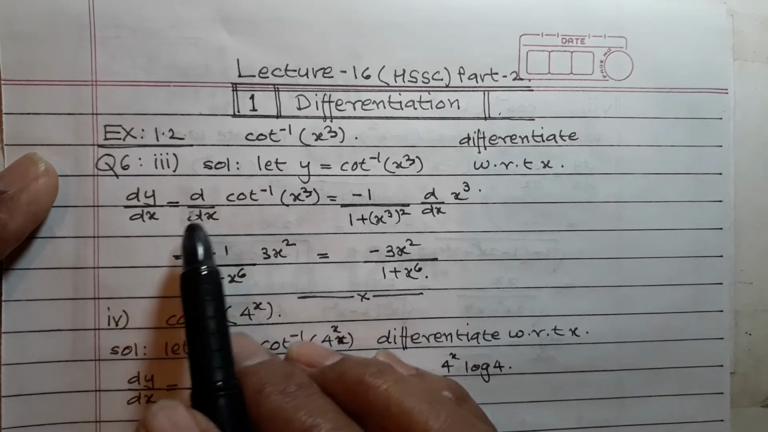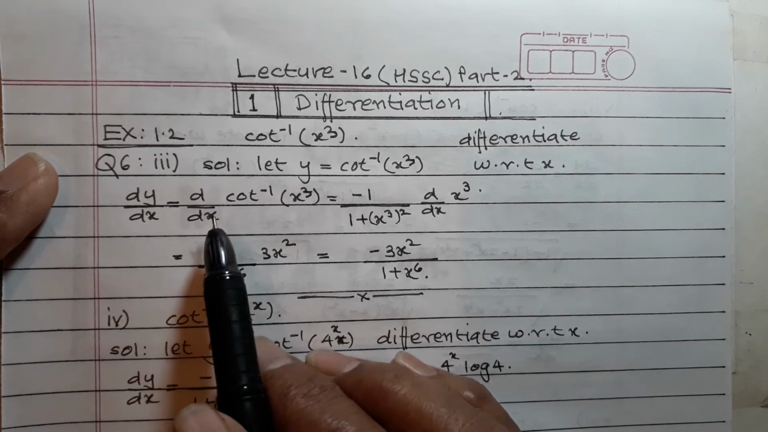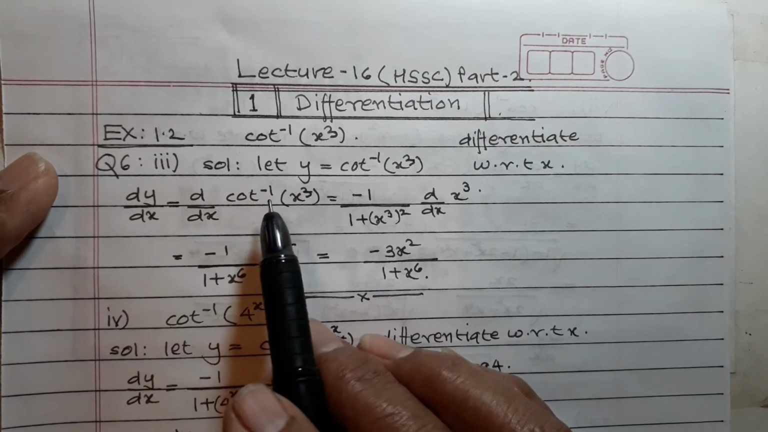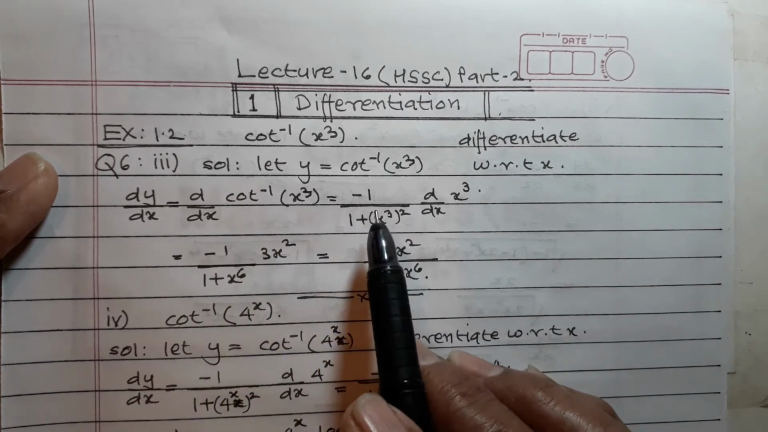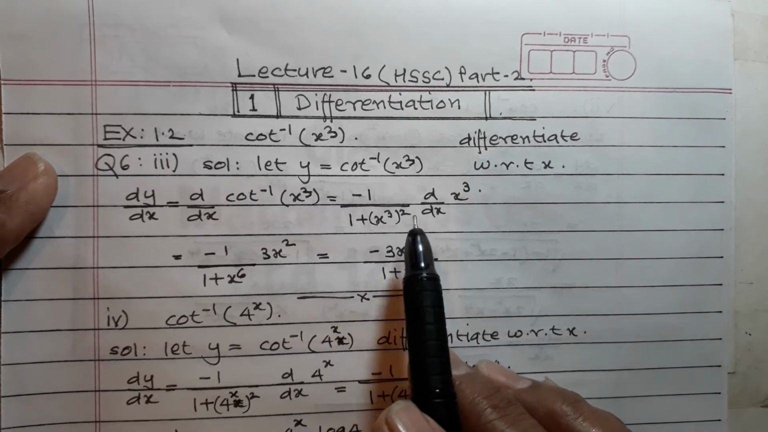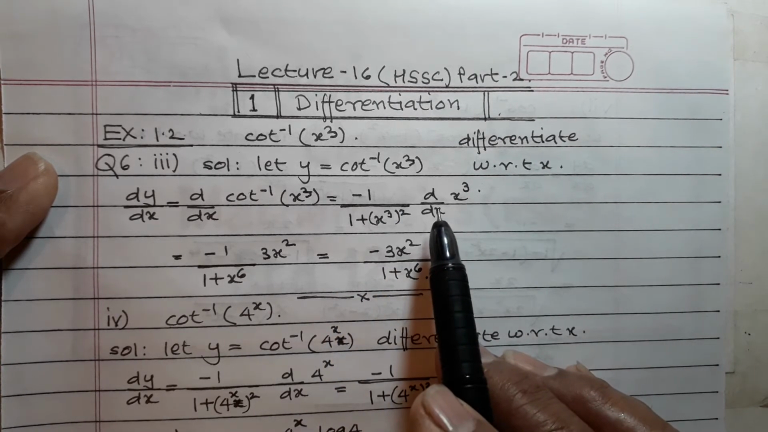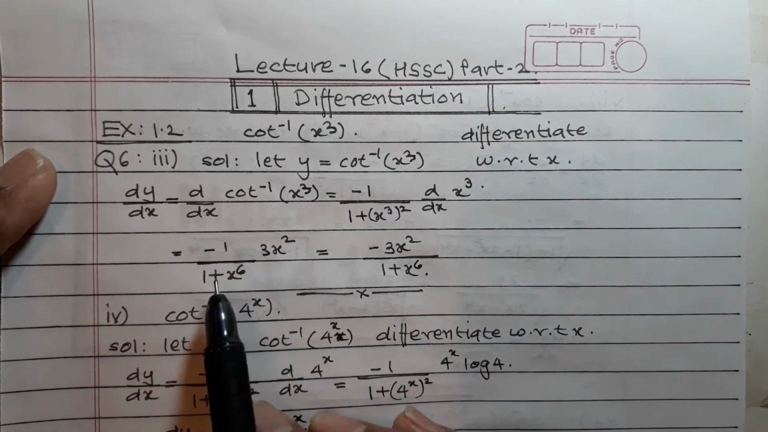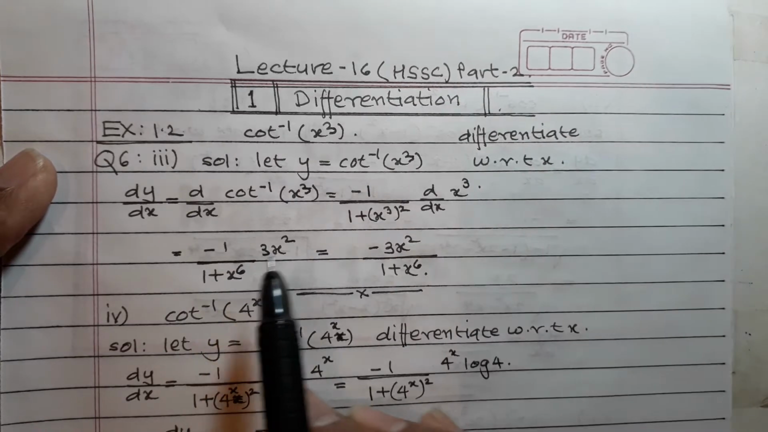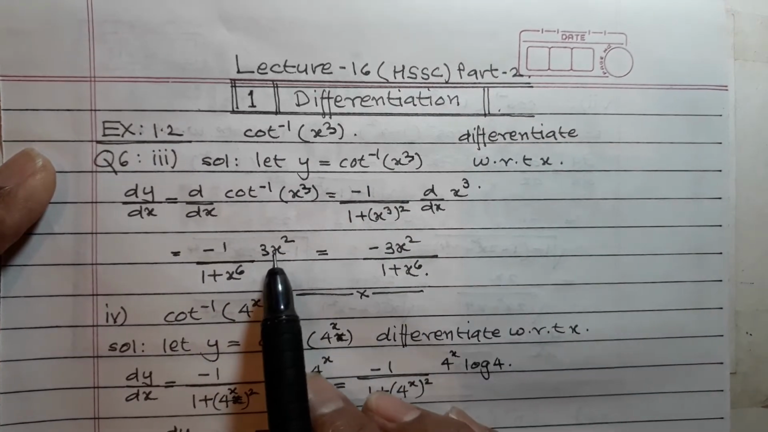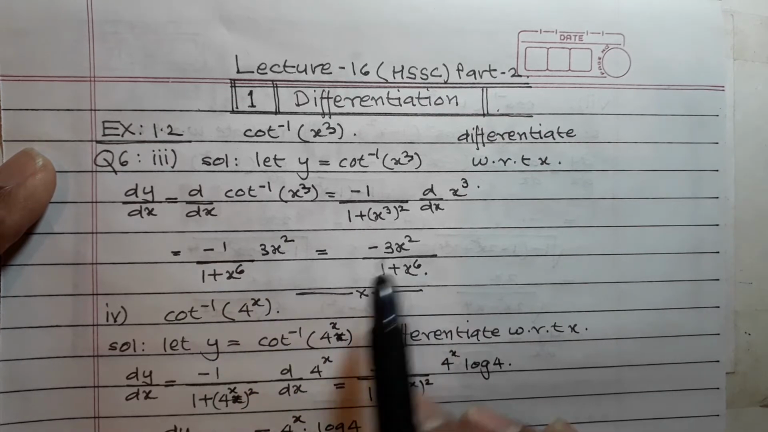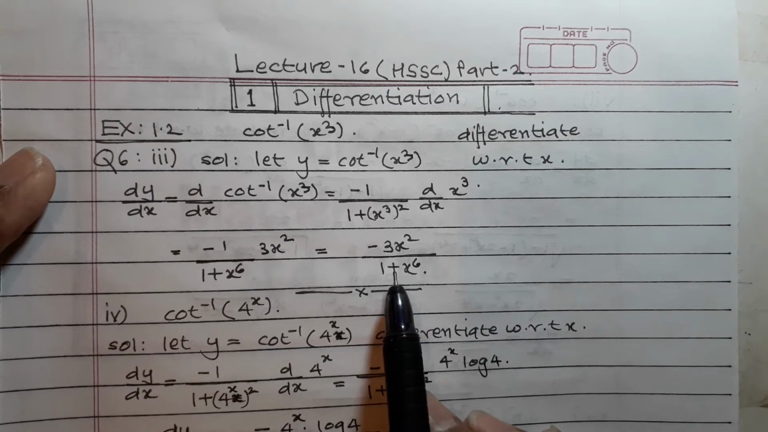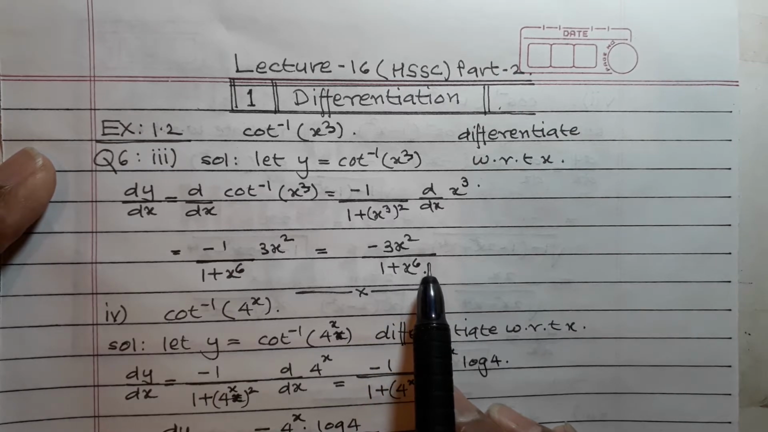dy/dx is equal to d/dx of cot inverse x cube, which is equal to the derivative of cot inverse, that is minus 1 upon 1 plus (x cube) raised to 2, into the derivative of x cube, and that is equal to minus 1 upon 1 plus x raised to 6. The derivative of x cube is 3x square, and therefore dy/dx is equal to minus 3x square upon 1 plus x raised to 6.